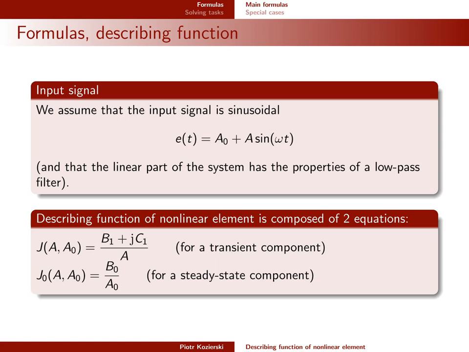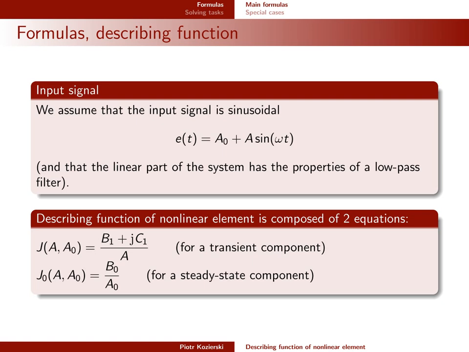This method makes two assumptions: that the input signal e of t is sinusoidal, and that the linear part of the system has the properties of a low-pass filter. That is, there is an inertial object behind this nonlinear element in the system. The describing function consists of two equations that are presented on the slide. One equation is for the transient component and the other for the steady-state component.